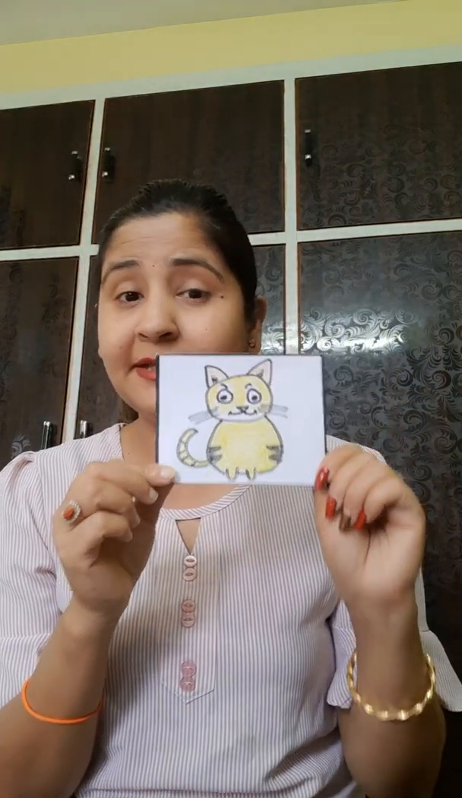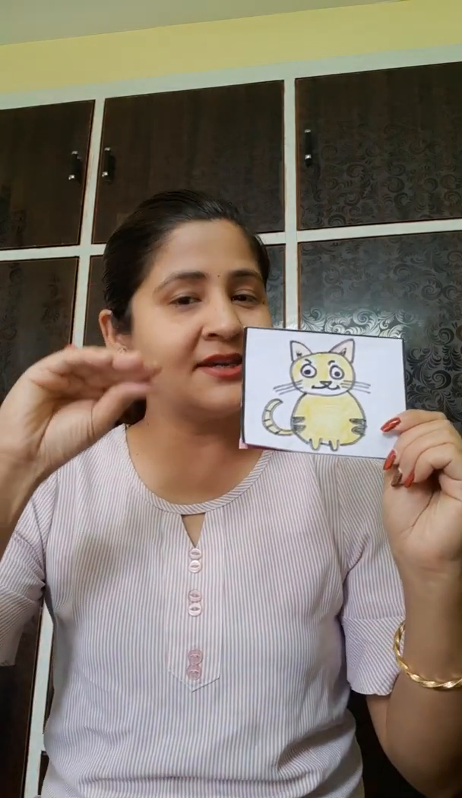With this one. What is this? Cat. What is the beginning sound when we say cat? K, k, k. Isn't it? When we say cat, we hear the beginning sound k. So k, k, cat. Please repeat after me. K, k, cat. Okay, great.